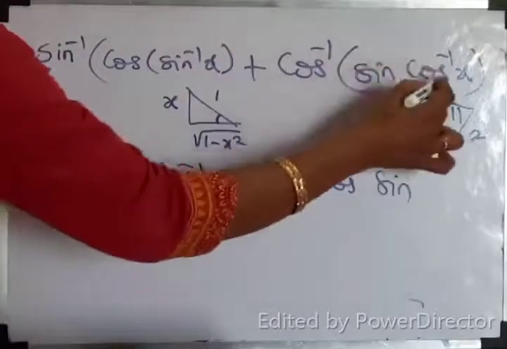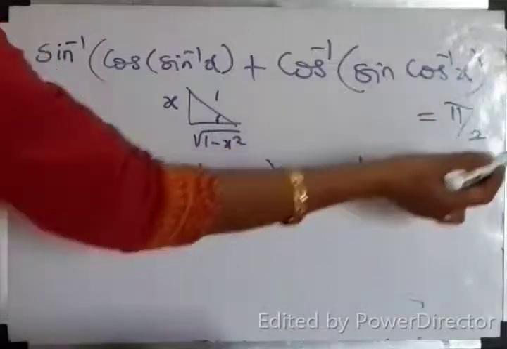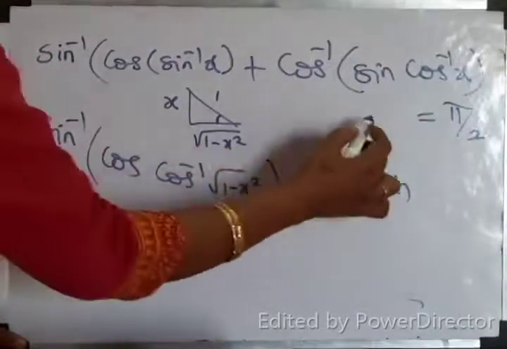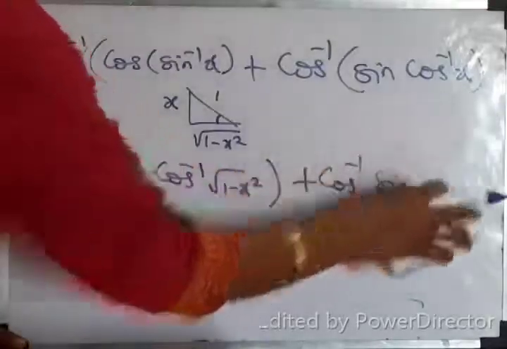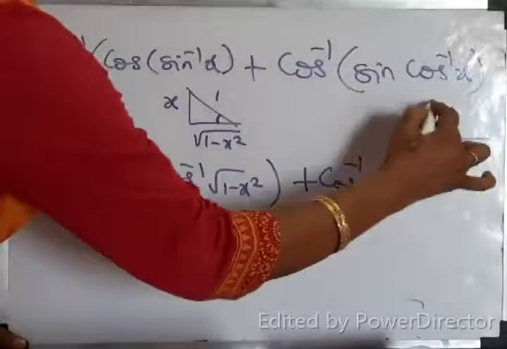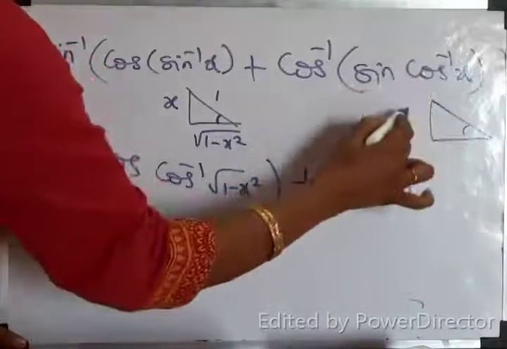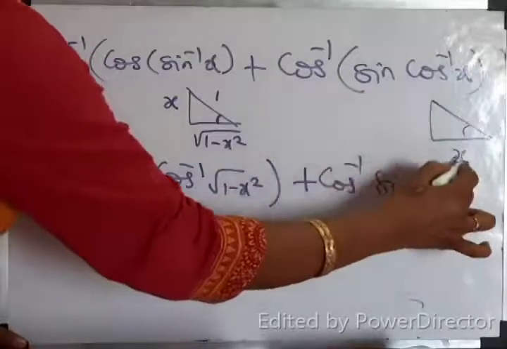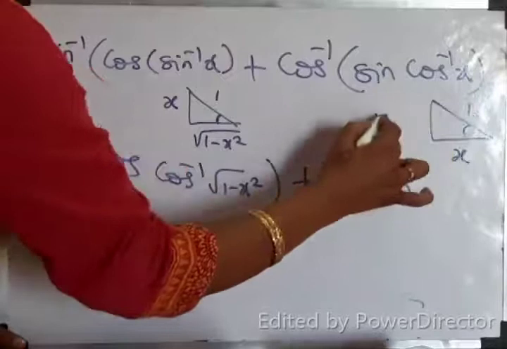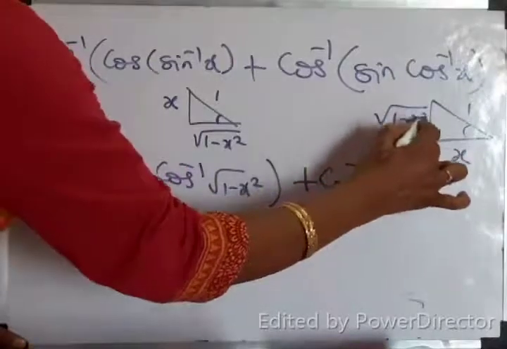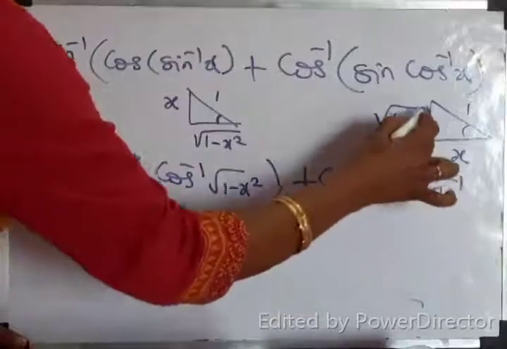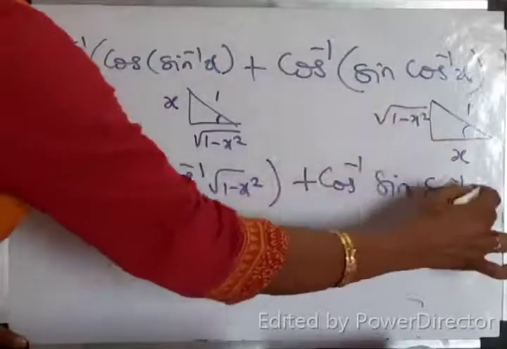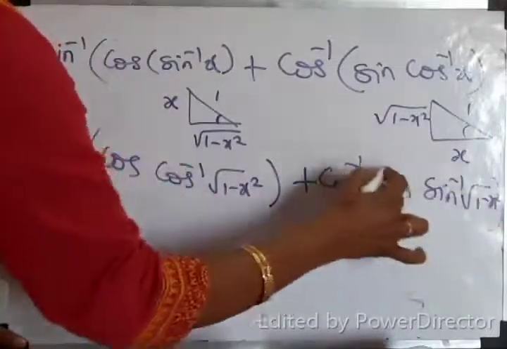Plus cos inverse x, I can use as sin inverse x using again the same triangle method. Use the same triangle. Here x, this is opposite side. So adjacent side is x, hypotenuse 1. So opposite side is root of 1 minus x square. So I can write sin inverse of opposite by hypotenuse, root of 1 minus x square.